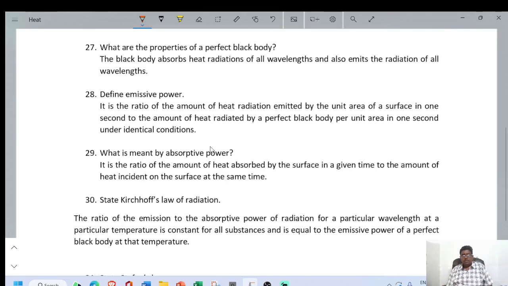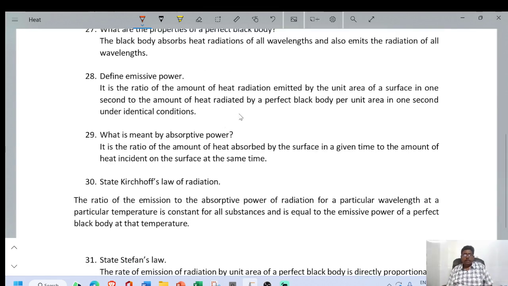Define emissive power. It is the ratio of the amount of heat radiation emitted by the unit area of the surface in 1 second to the amount of heat radiated by a perfect black body per unit area in 1 second under identical conditions. What is meant by absorptive power? It is the ratio of the amount of heat absorbed by the surface in a given time to the amount of heat incident on the surface at the same time.